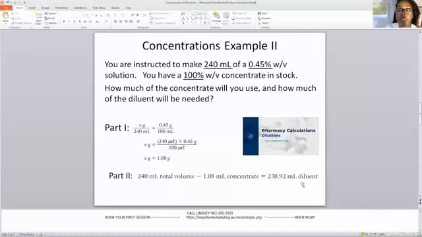So the first thing you need to do is solve for the concentrate. How much of the concentrate will you use? That's part one. And then part two is to subtract the concentrate from the total volume to figure out how much diluent you will use. And in this case, we're using 238.92 diluent, okay?